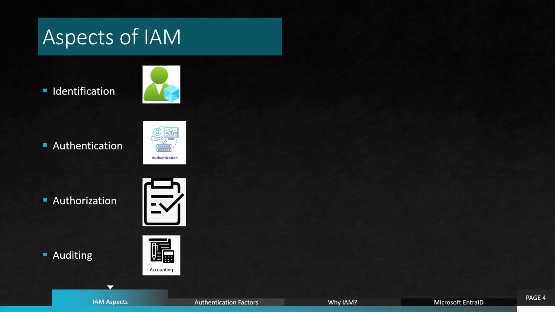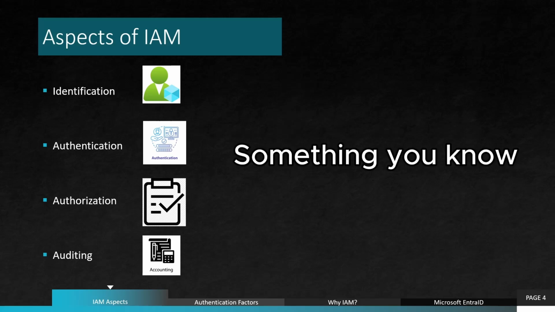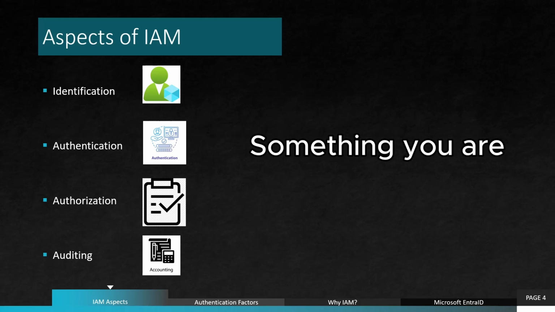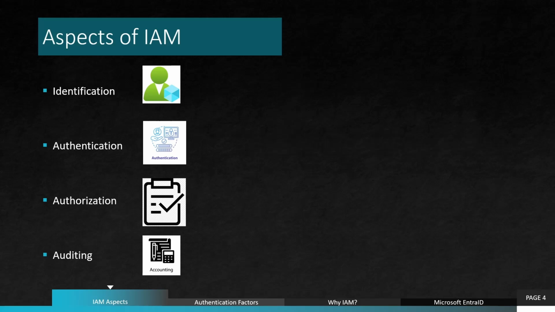Authentication, on the other hand, is the process of validating that the user or the device is who they claim to be. It can be done by using one or more factors such as something the user knows, for example, a password, something the user has, for example, a token, or something that the user is, for example, a fingerprint. Authorization is the process of determining what level of access that the user or the device has to a resource or a service. Authorization can be done by using various mechanisms such as roles, permissions, policies, and rules.